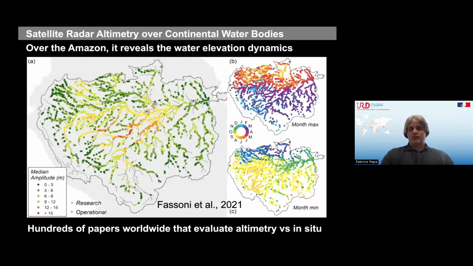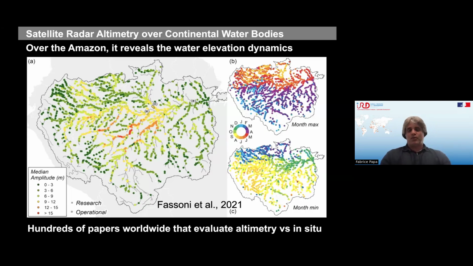So this is to illustrate the Amazon. We now have hundreds, even thousands of virtual stations over the Amazon that help us to characterize the dynamics of the river, depending on the season. And here you can see the median amplitude over the Amazon. We can see that over this river, we have amplitudes higher than 15 meters, and in the headwaters, smaller streams. And you can really see the distribution of the months in which the maximum and the minimum are reached, divided by the equator, on the right.